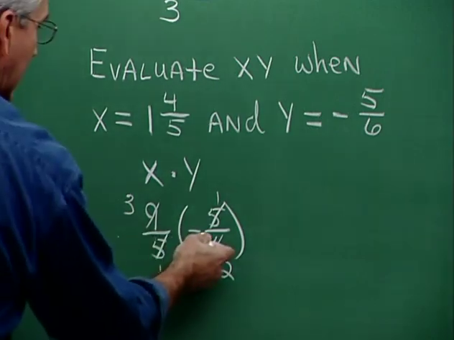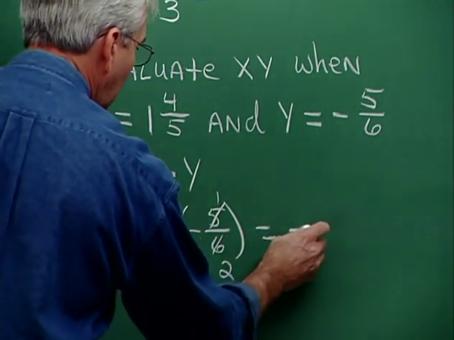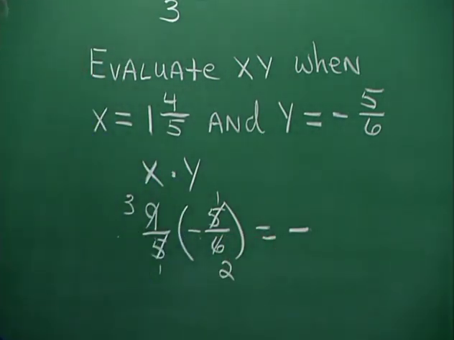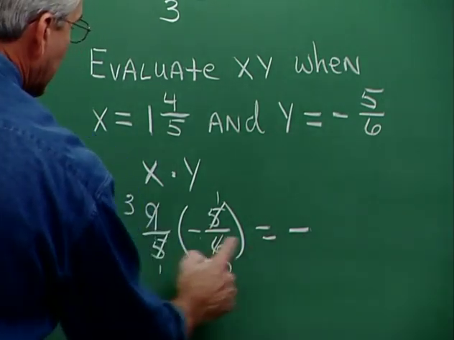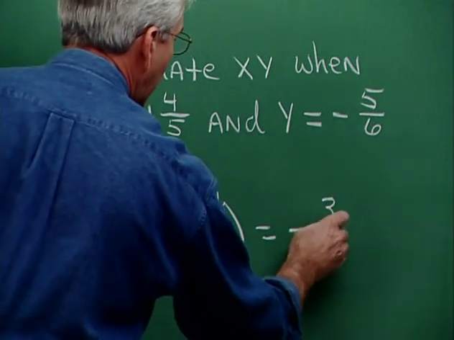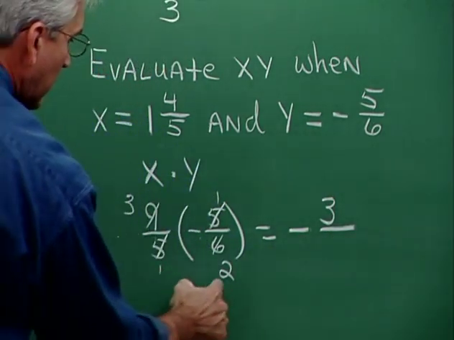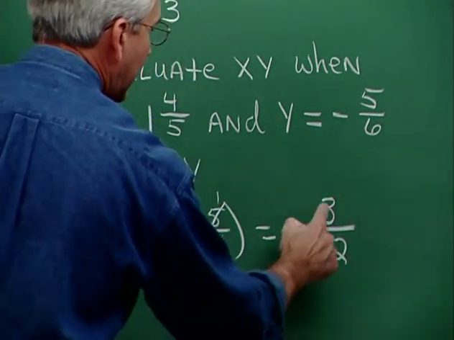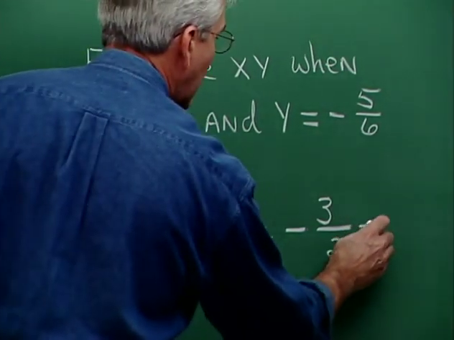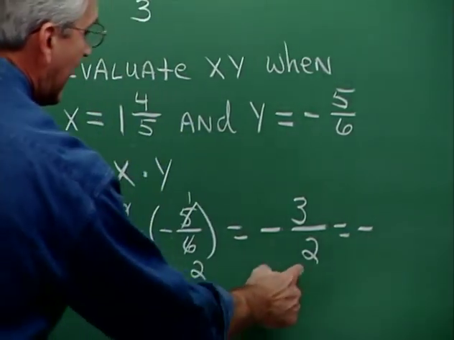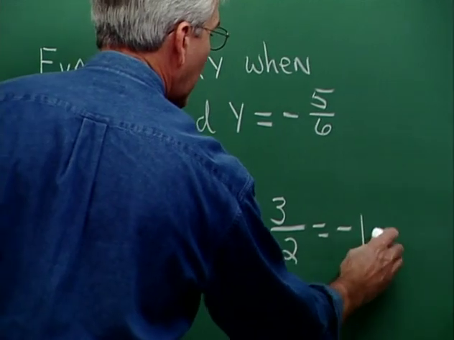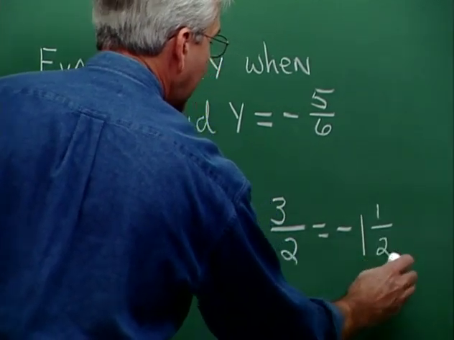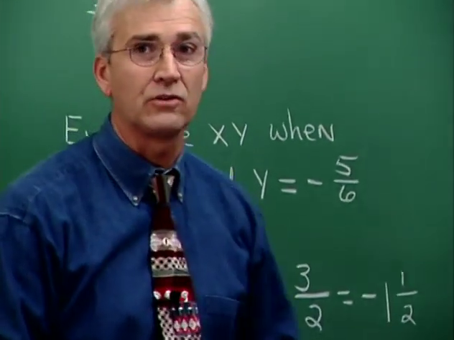Now, positive times negative is negative, and I'm going to go out to the side this time because I'm a little jammed on space at the bottom of the board. But plus times minus is minus. 3 times 1, 3 for the numerator, and the denominator, let's see, 1 times 2 is 2. Negative 3 over 2, an improper fraction, so I'll change it to a mixed number. This is negative 2 into 3 goes 1 with 1 left over. So it's negative 1 and 1/2 for the answer.